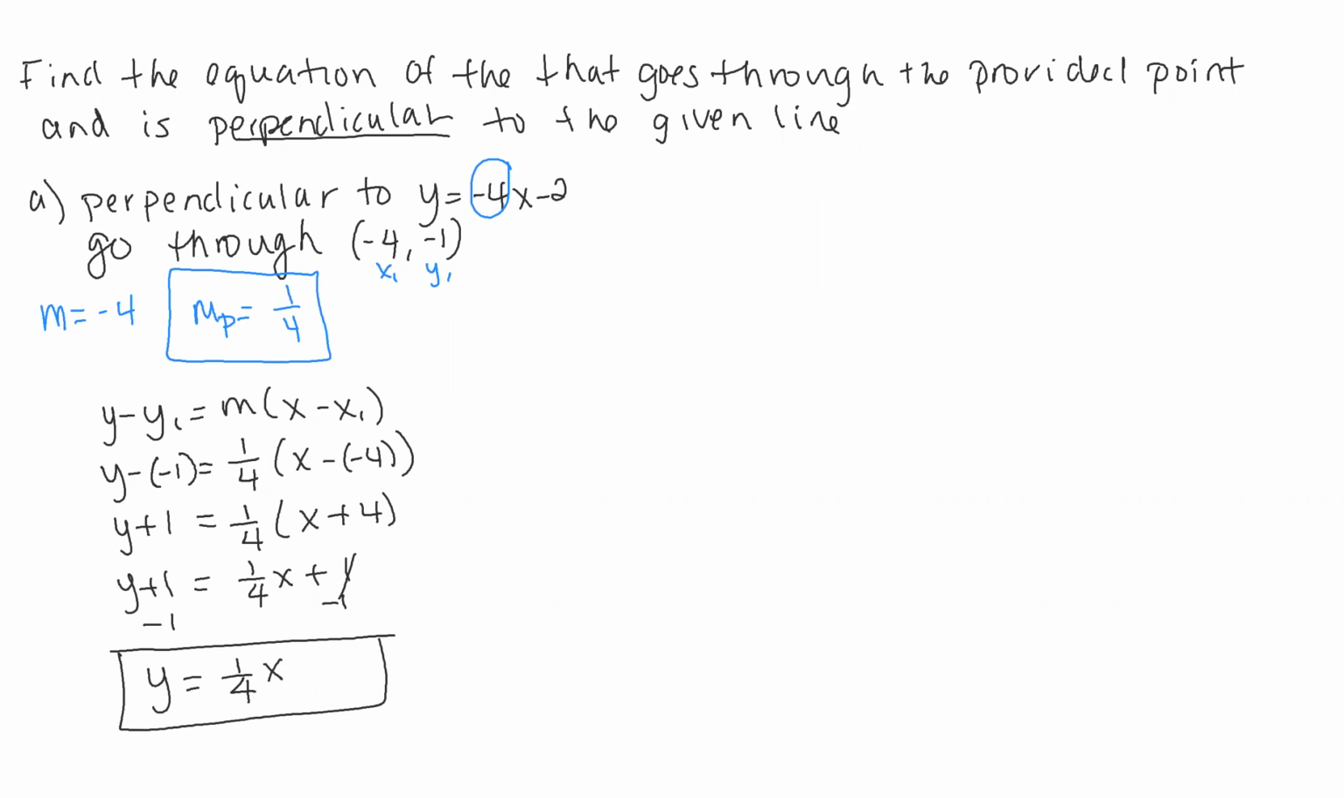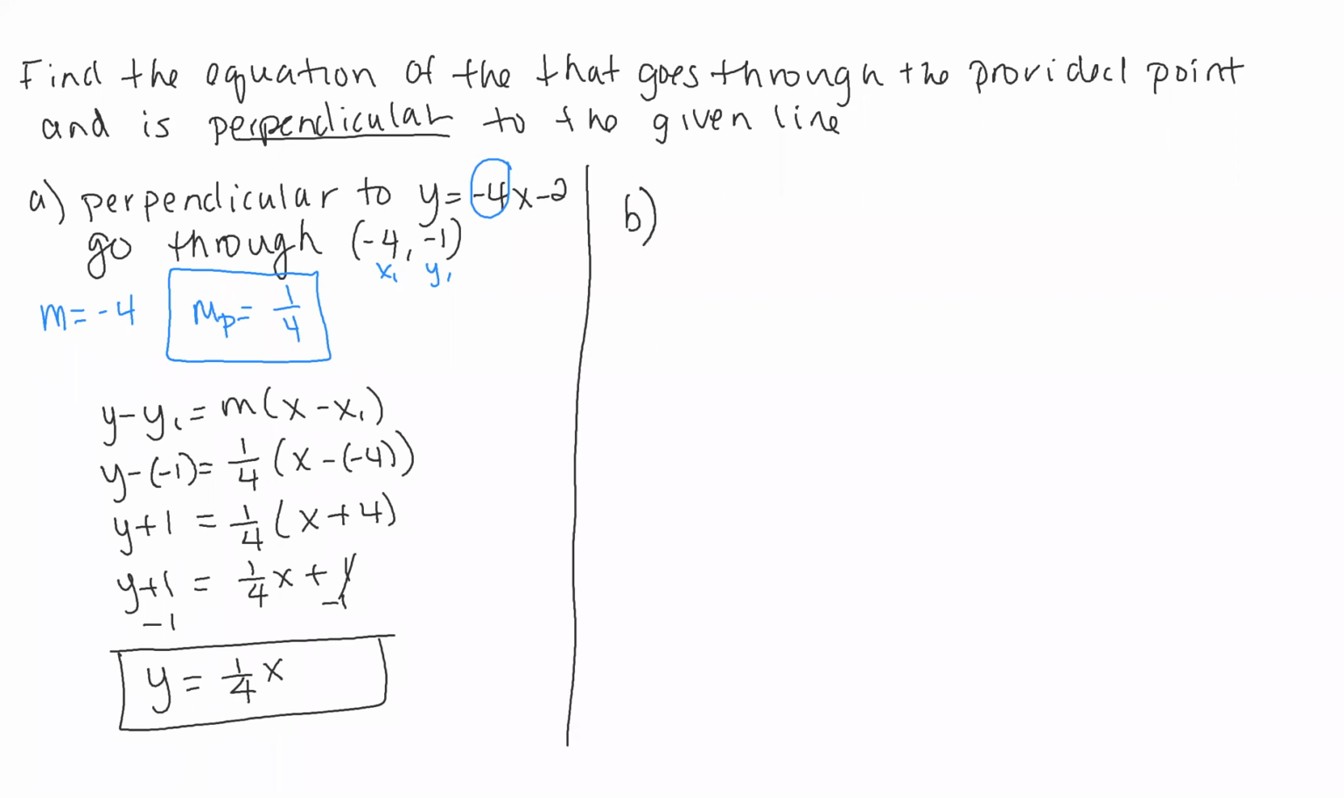Now, if you go back a few videos, you'll remember that when you have an equation that has just a y term and just an x term, but there's no plus or minus a constant, that just means that the line goes through the origin, which is fine. So the equation y equals 1/4 x is perpendicular to y equals -4x minus 2, and it happens to go through the point -4, -1.